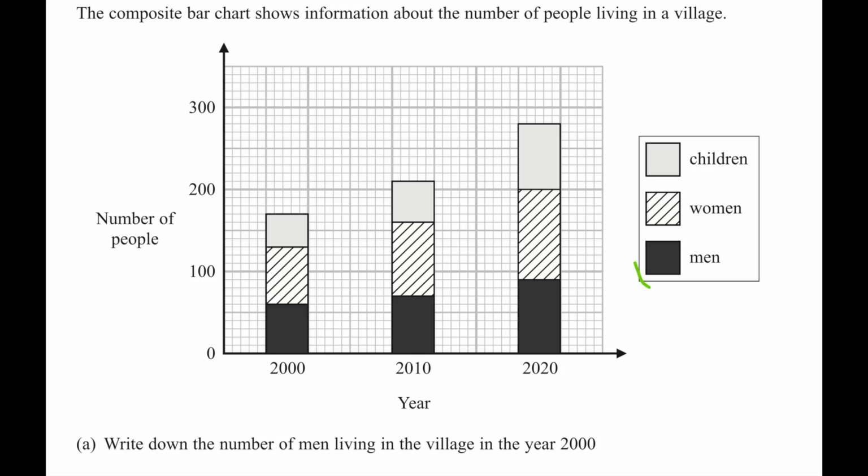This is a composite bar chart, and whenever you've got a composite bar chart, you need to make sure you look at the key there. So the grey is children, the slashed is women, and then the dark kind of black is then men.